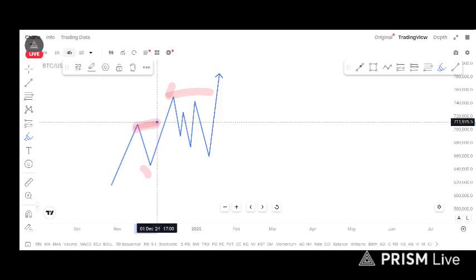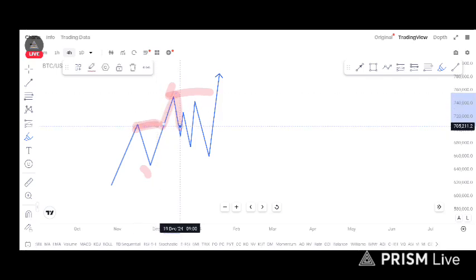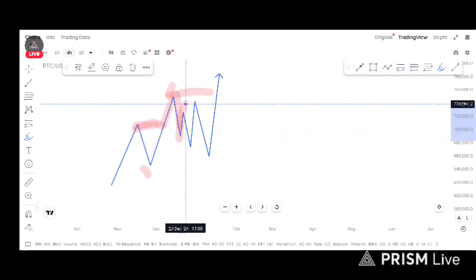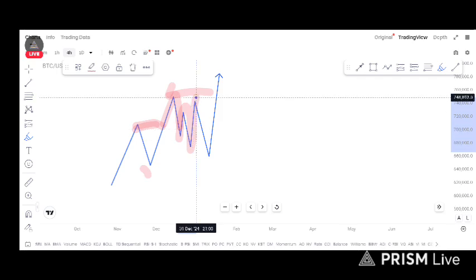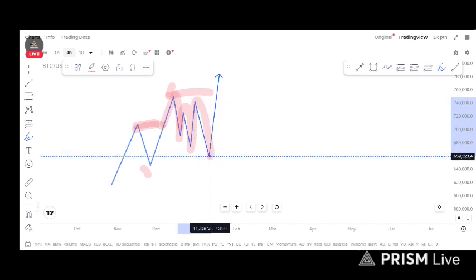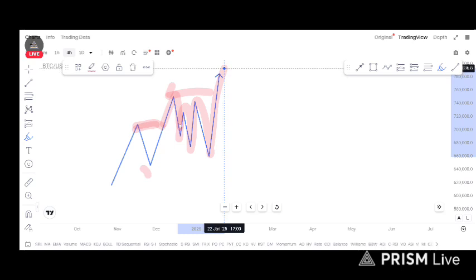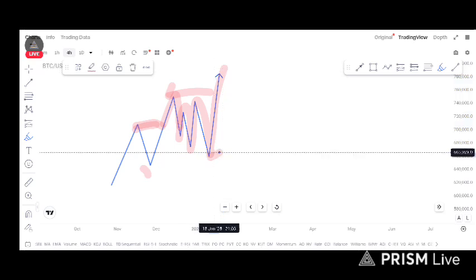Market, after breaking this previous structure, created a high and started pulling back. We have a high here. It tried breaking structure, but it did not break structure, and created another low. It tried breaking structure again, did not break, and created another low. Now it broke the structure. So where is the lowest point before breaking structure? This was the lowest point before breaking structure.